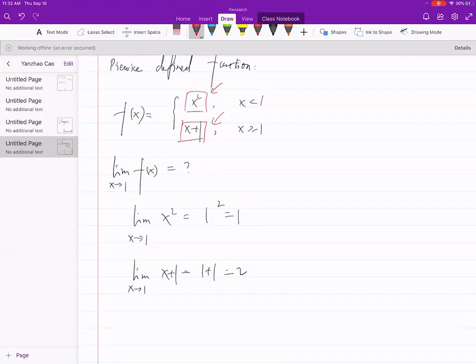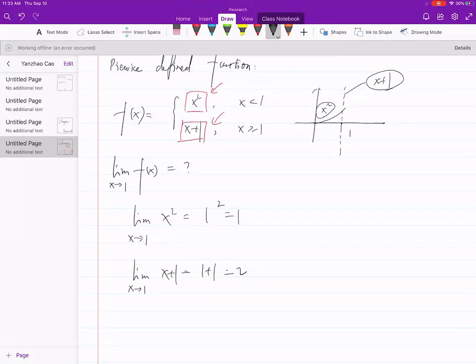Now let's think a little bit about what you mean by two formulas. That means here is one. On the left, you have some formula, which is x squared. On the right, you have some formula, which is x plus 1. Okay? So what happens if I want to plug in 1? It really depends on, are you approaching this one from the left? Because if it's from the left, I should use this. Or are you approaching this one from the right? For that case, I should use this.